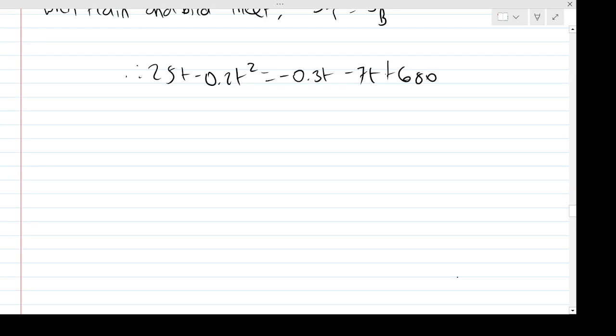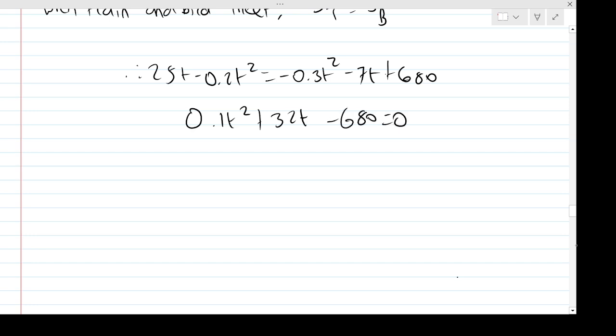So there we are. And so at that point we just solve this quadratic, right? So if we add 0.3t squared to both sides, we get plus 0.1t squared. Then if we add 7t, we get 32t, and then subtract 680 equal to 0.